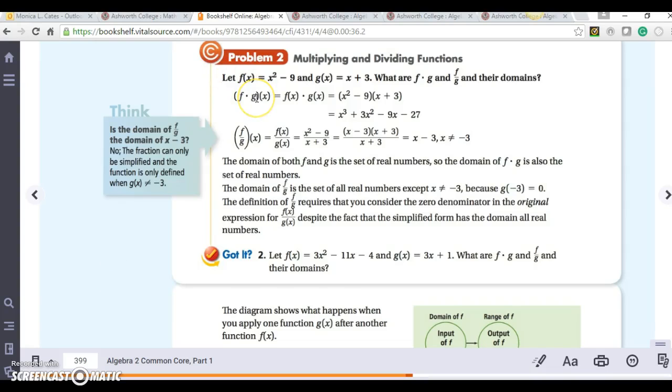Okay, let's look at problem number 2 now, multiplying and dividing functions. So it says let f of x equal x squared minus 9 and g of x equal x plus 3. What are f times g and f over g and their domains?